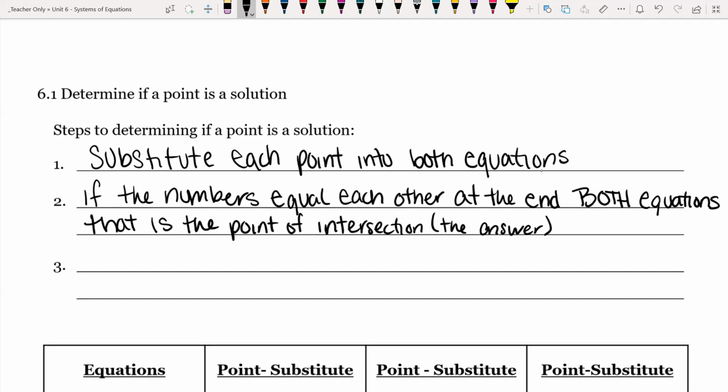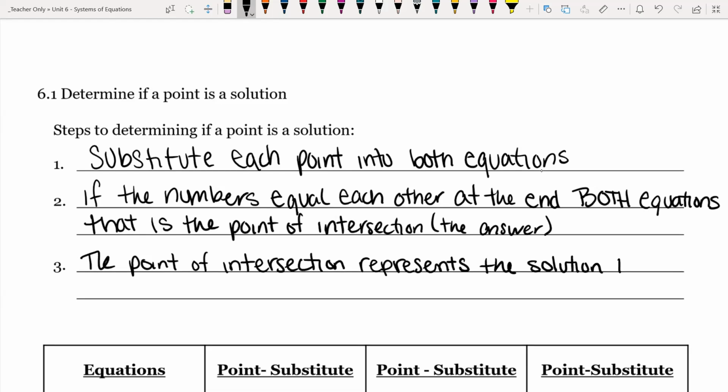Okay, so more specifically, the point of intersection represents the solution that satisfies a system of equations. So not really a step, but just further saying, once a point does match, that is the answer. Each system of equations will only have one answer, okay?